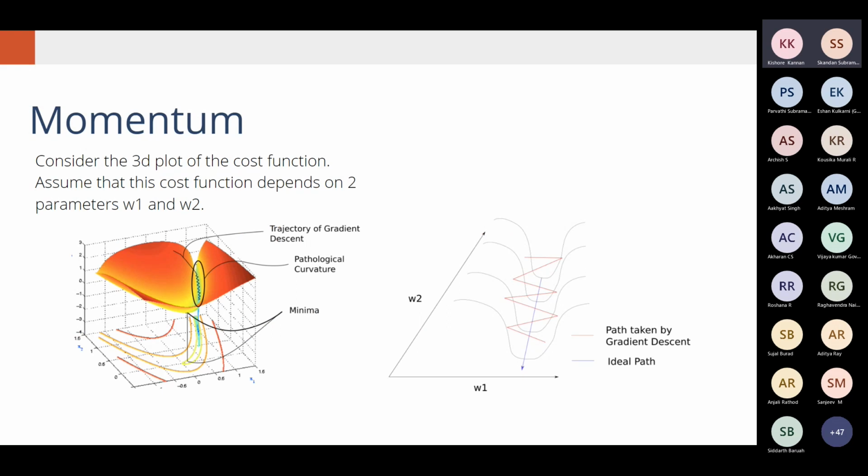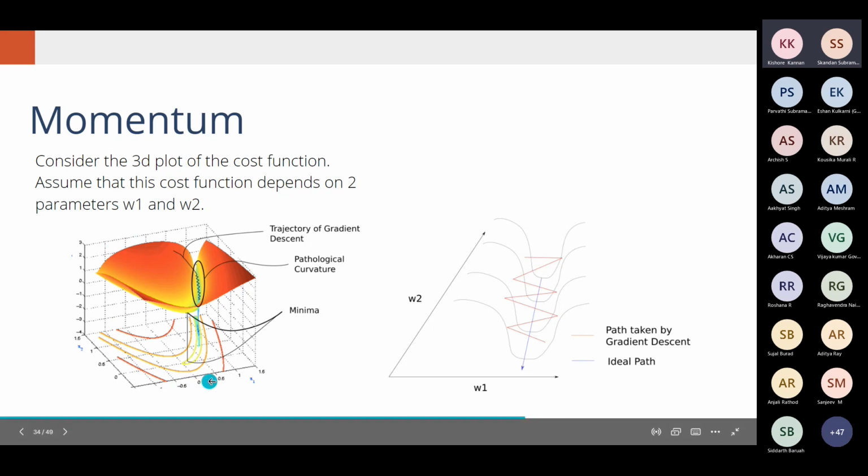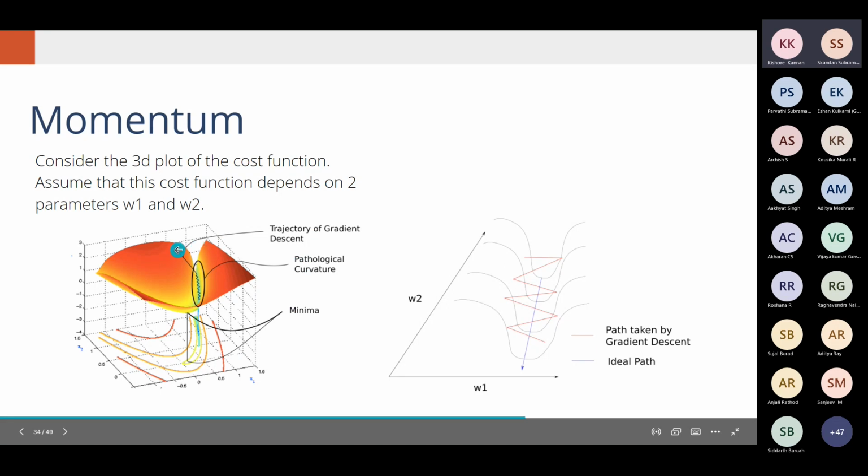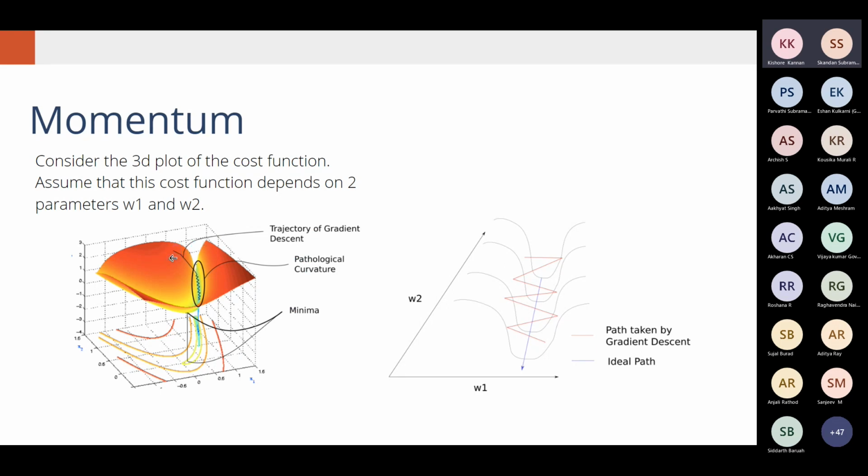Okay, so let's come to momentum. This is a very cool concept. You'll get some nice intuition for this topic. So let's take this loss function, some complex loss function. Let's say this is the 3D plot of that function. For now, forget about the terminologies, pathological curvature, just forget it. Just look at this graph. Assume this loss function depends only on two parameters, W1 and W2, which are some weights of the neural network.